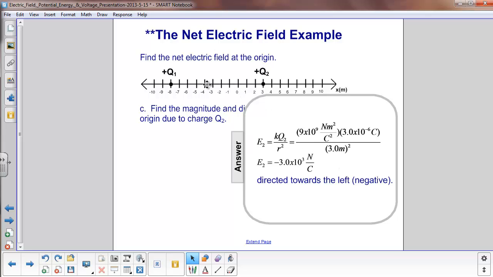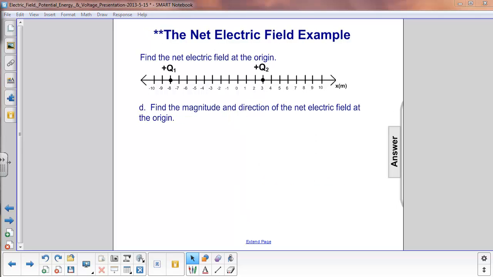It points to the left side, which is negative, and it's negative 3.0 times 10 to the third newtons per coulomb. So actually the electric field, the magnitude of this one is greater than Q1. Even though Q1 had a greater charge, it was further away from the point where we're calculating the electric field.